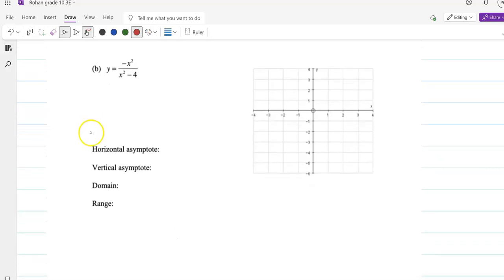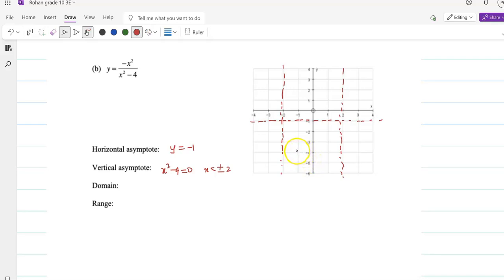So always make the denominator equal to 0, and you'll get the vertical asymptote. So x equals plus or minus 2. For the horizontal asymptote, you do the coefficient of numerator upon the coefficient of denominator, so -1 upon 1, that is -1. Correct? Now sketch it.